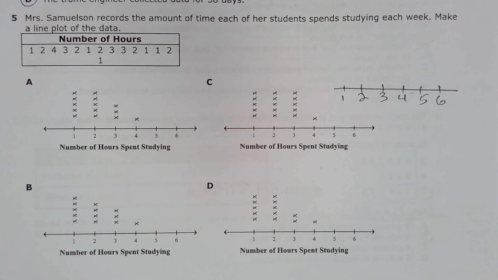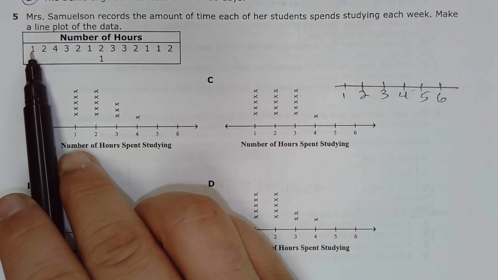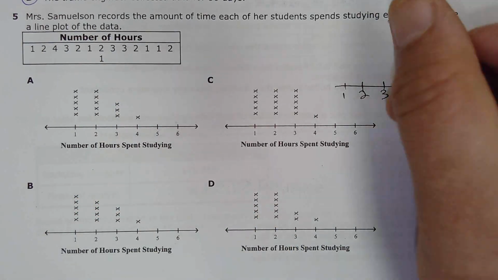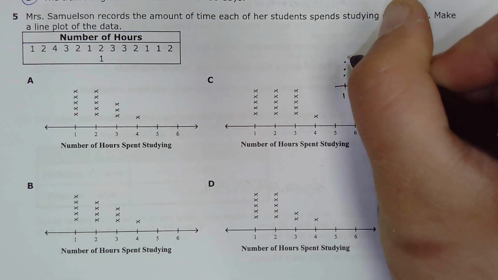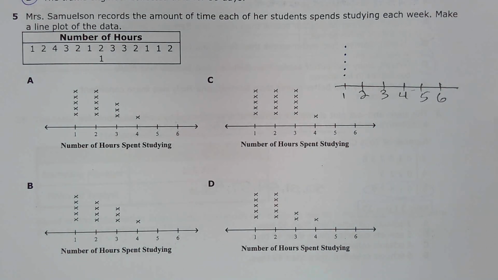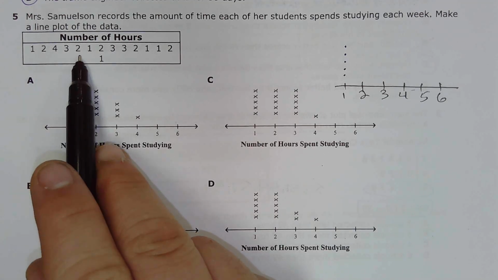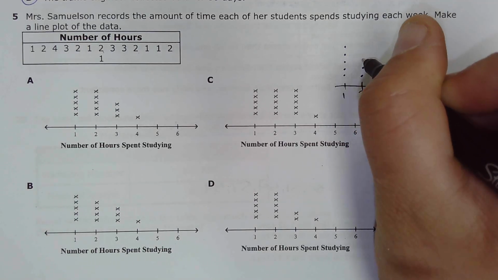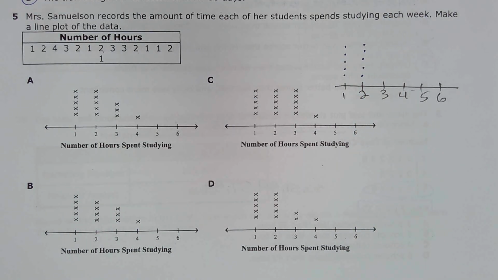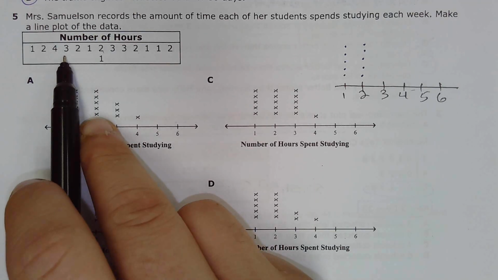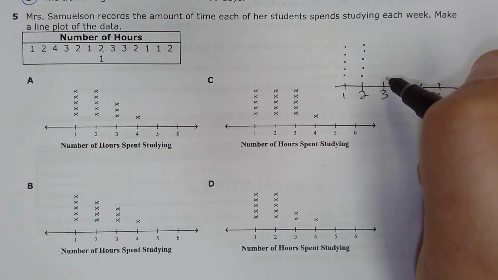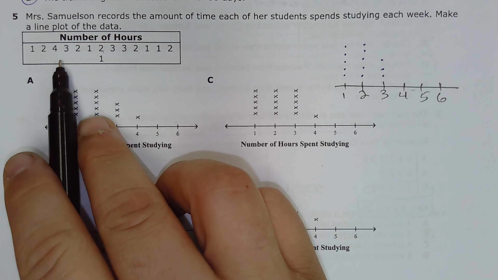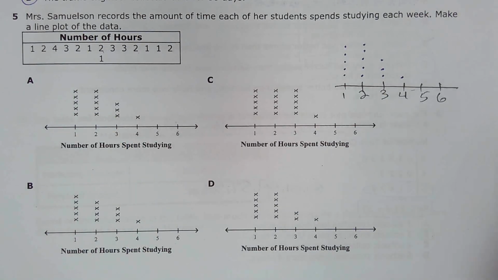So I'm going to do the same thing. I see 1. How many ones do I have, though? I see 1, 2, 3, 4, 5. So I'll plot them. 1, 2, 3, 4, 5. Cool. How many 2's do I have? I see 1, 2, 3, 4, 5. So I'll plot them. 1, 2, 3, 4, 5. Cool. How many 3's do I have? I see 1, 2, 3. How many 4's do I have? Just 1. Boom.